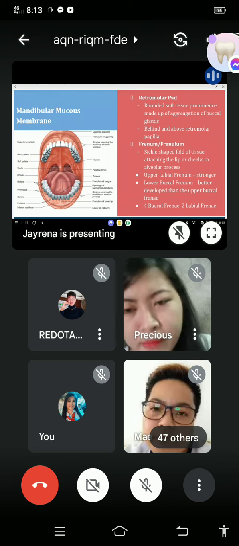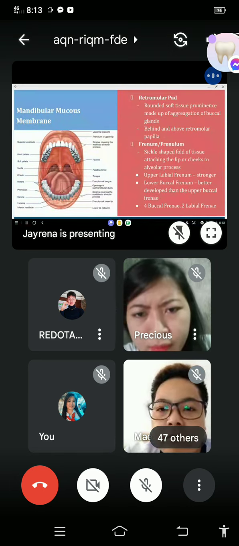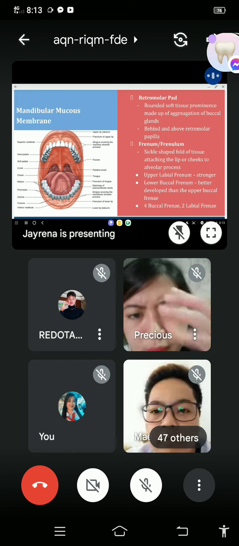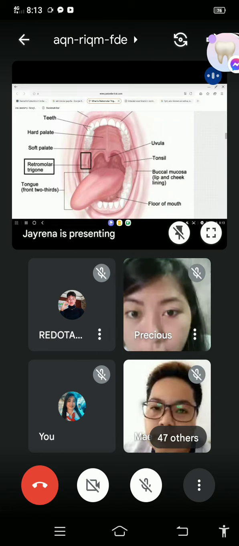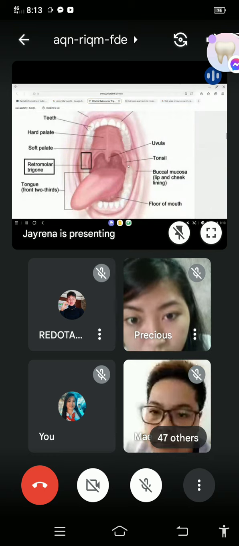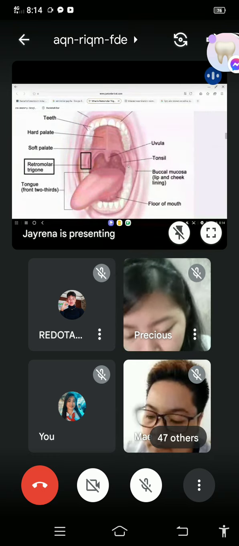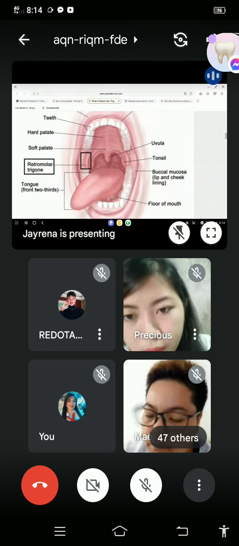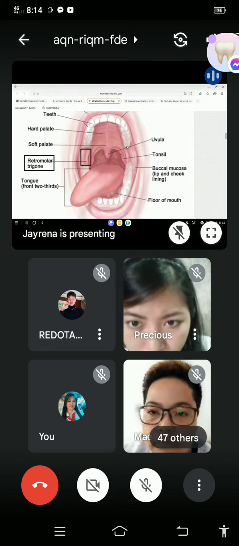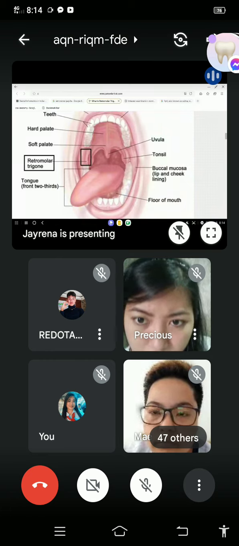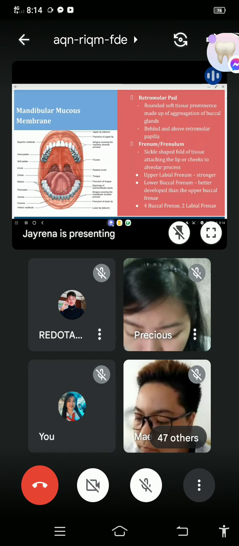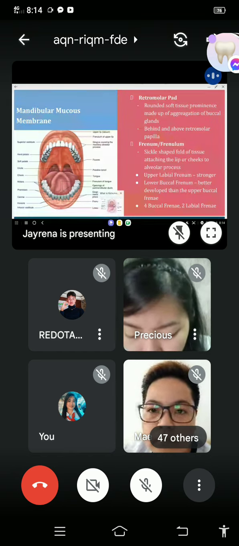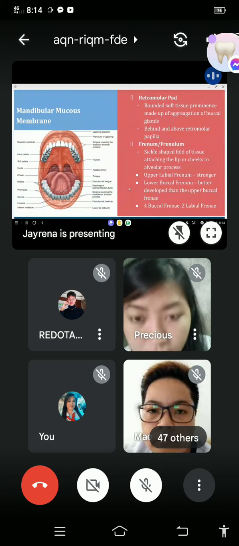Okay. So now we have the retromolar pad. Doc, kanina retromolar papilla, ngayon naman retromolar pad. So ano ba yung retromolar pad? The retromolar pad is this one. It is found sa third molar, a gingival overgrowth beside your mandibular third molar. Kung kanina, third molar sa maxilla, you have your retromolar papilla. Sa baba naman, you have your retromolar pad. The retromolar pad is again very, very important for mandibular dentures. Tingnan nyo.